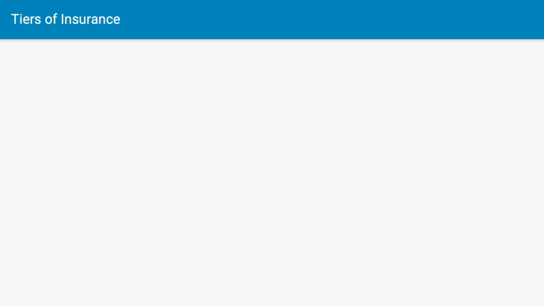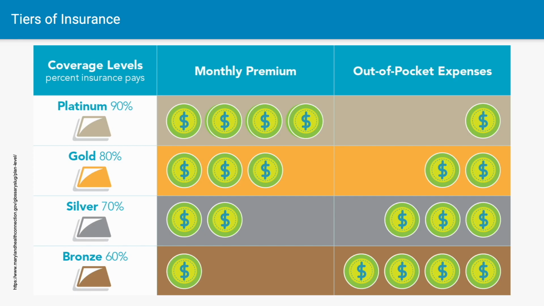Next, I will cover tiers of insurance. This is more important when choosing health insurance, and since we are focusing on understanding health insurance in this series, I will touch lightly on the concept, but it is a good thing to know when choosing health insurance and can help you understand your insurance type a little bit better. So there are 4 tiers of insurance.